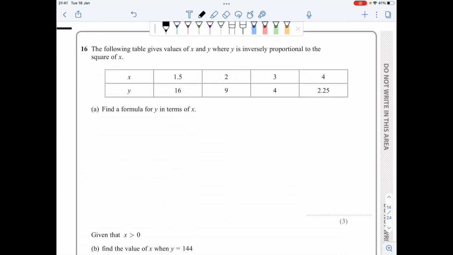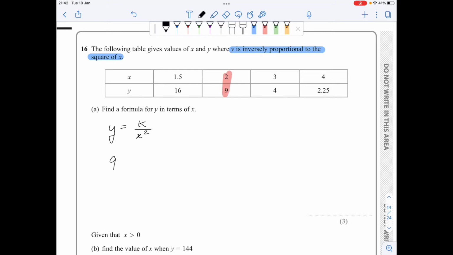In question 16, I'm given that y is inversely proportional to the square of x. And if I write this as a formula, I have y equals k over x squared. And I'm going to use any pair of values to find the value of k. Now I will use 2 and 9, this pair here.